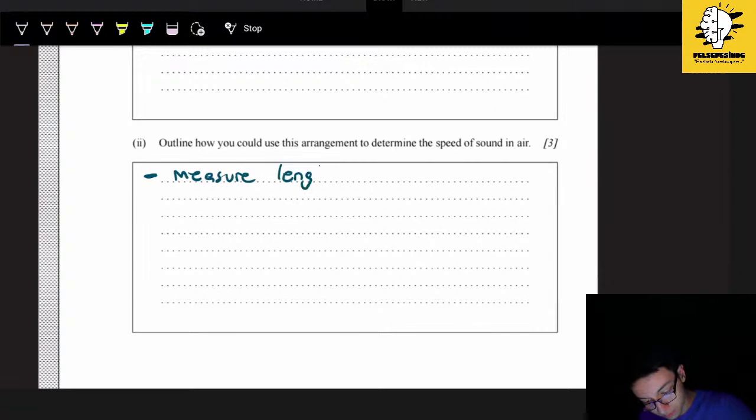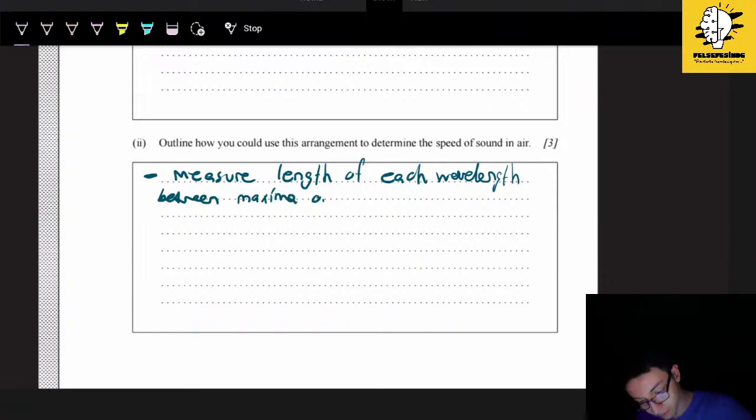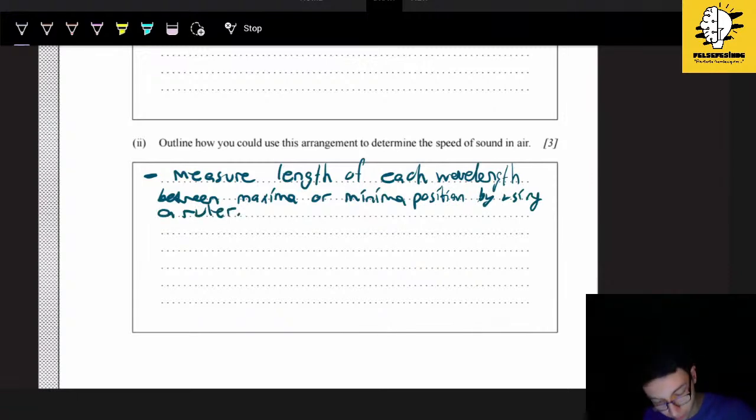Length of each wavelength by using this method that again showed us. Wavelength between maxima or minima positions by using a ruler. Indicating the equipment is always helpful to show the examiner that you are more engaged. And then take the mean wavelength.